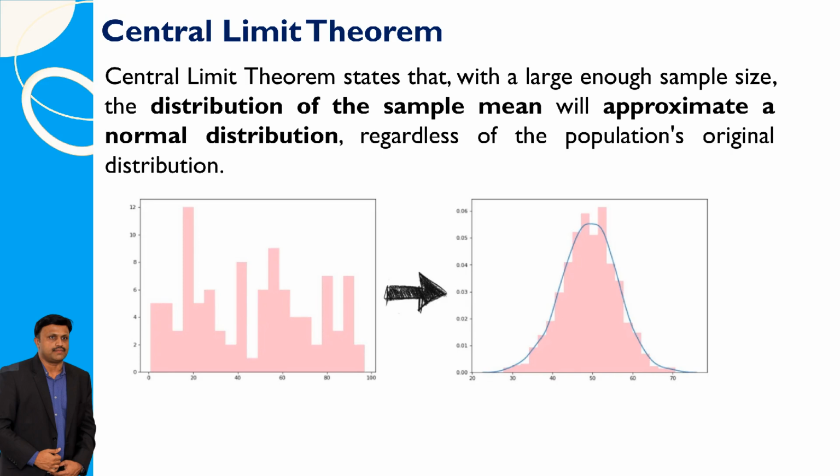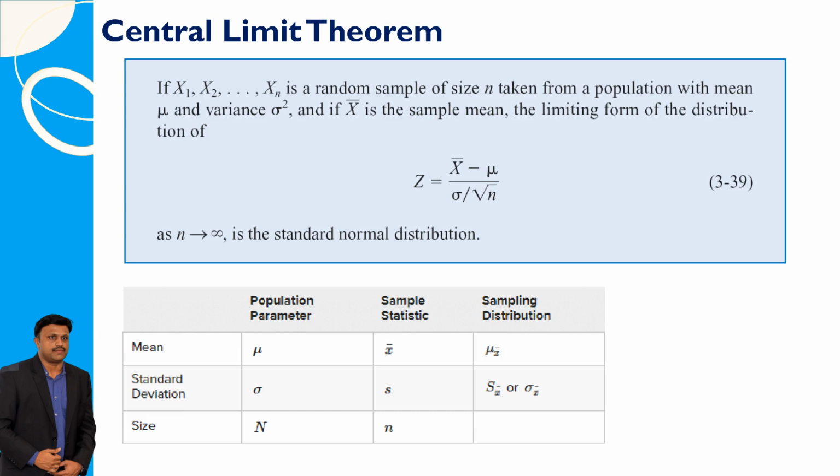The Central Limit Theorem states that if you plot the means of many data sample sets, you will end up with a normal distribution regardless of the initial shape of the population distribution. As the sample size increases, the distribution of sample means approaches a normal distribution. The key equation is given, where z is the standard normal variable, x bar is the sample mean, mu is the population mean, sigma is the population standard deviation, and n is the sample size.